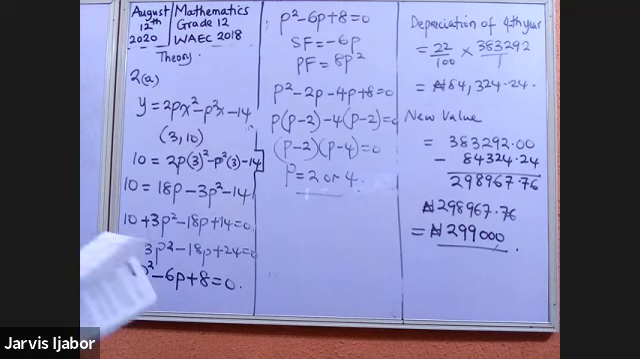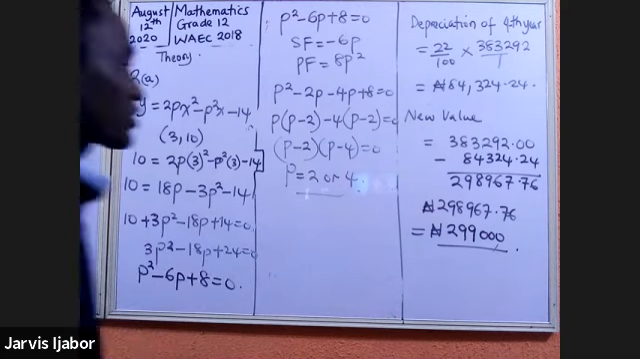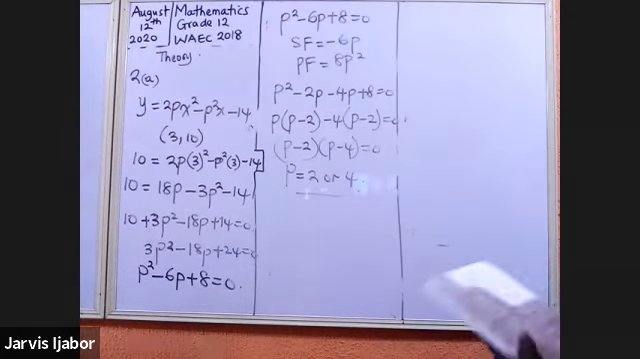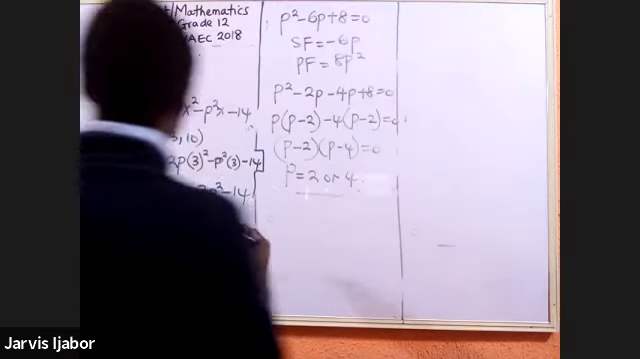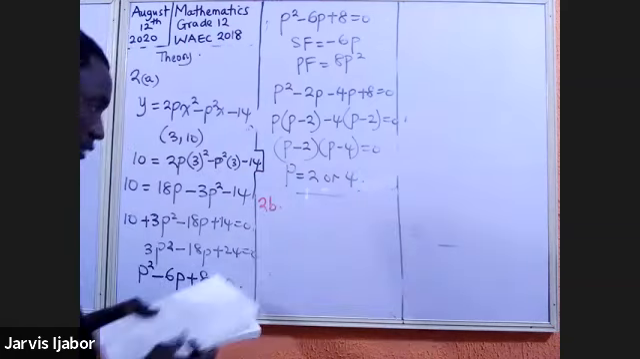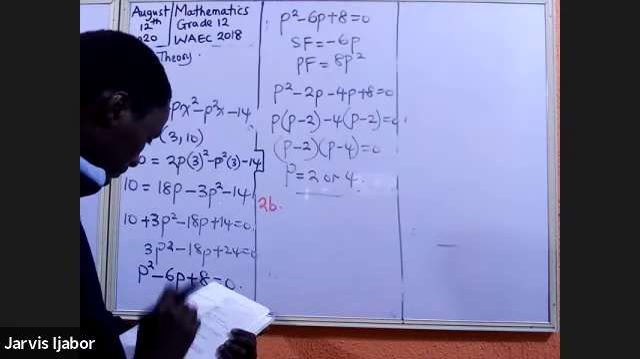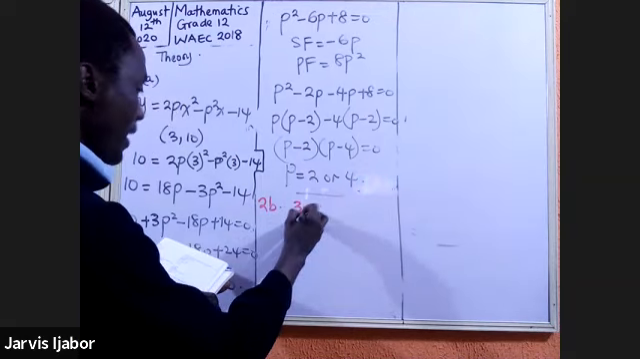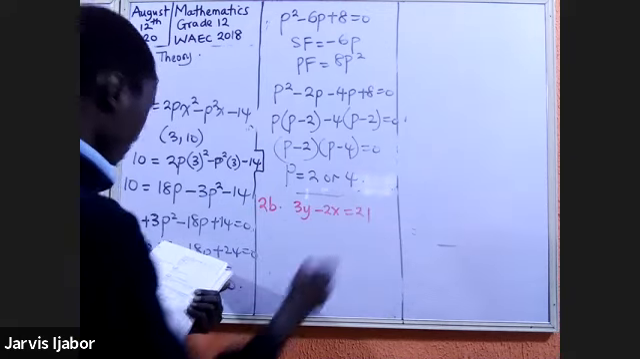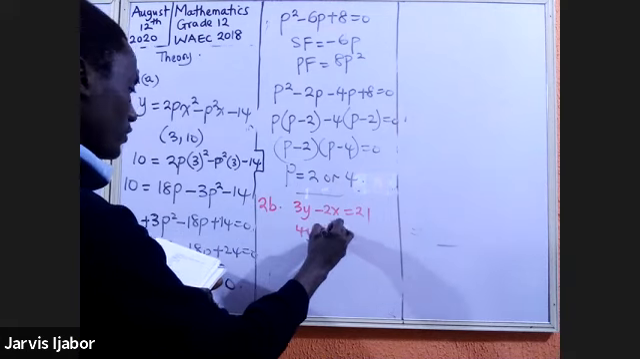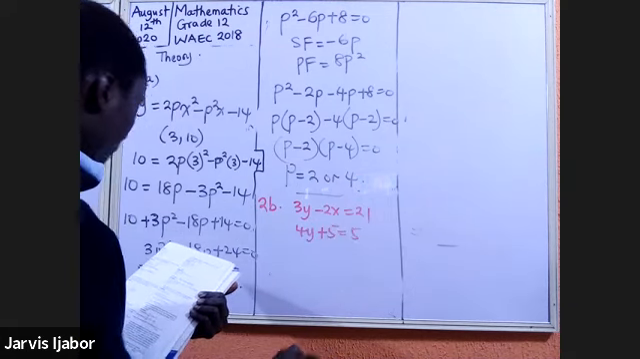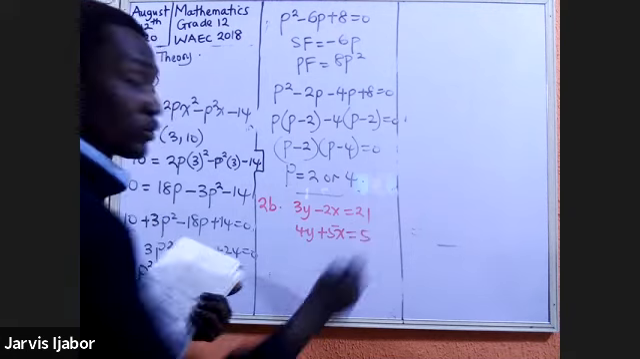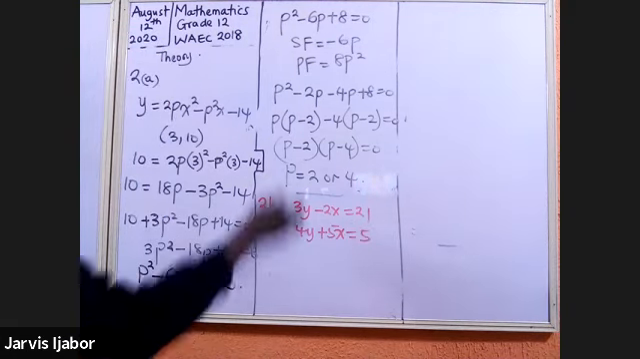So we've gotten that. You can now go ahead and solve question 2B. Question 2B, we have this. Okay, now we have that 3y minus 2x is equal to 21. And we have that 4y plus 5x is equal to 5. Now, this is the equation you have.